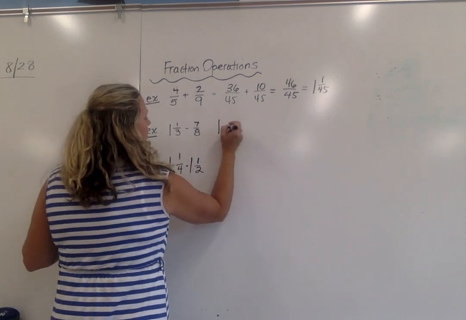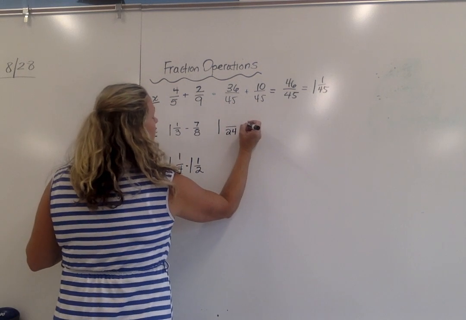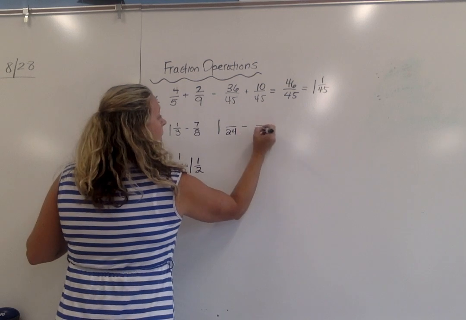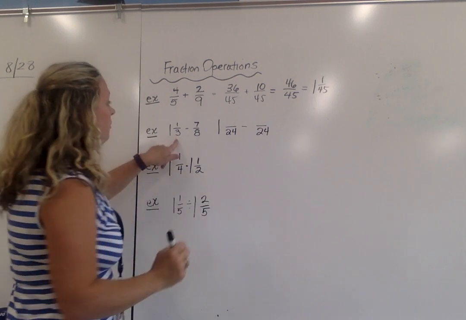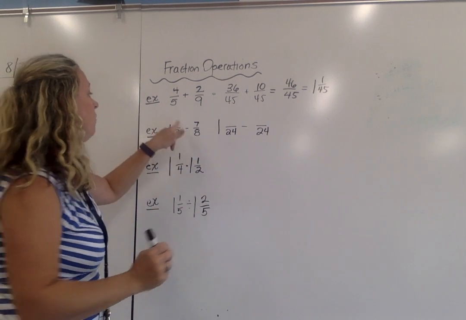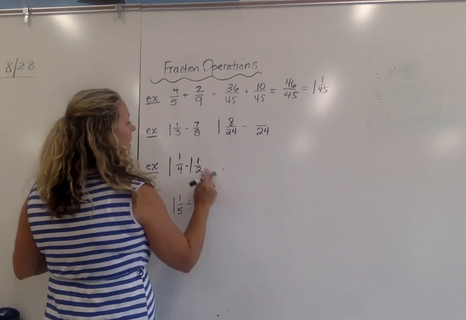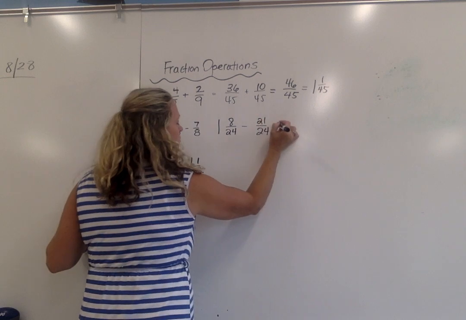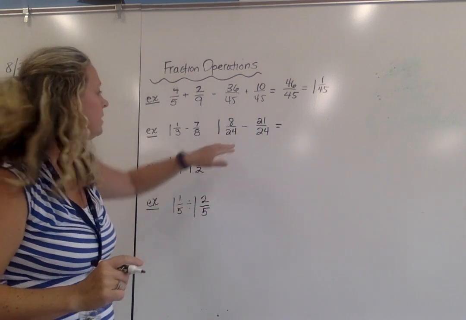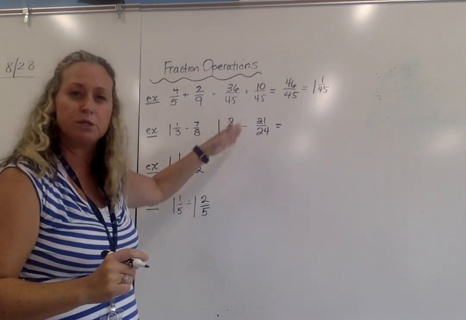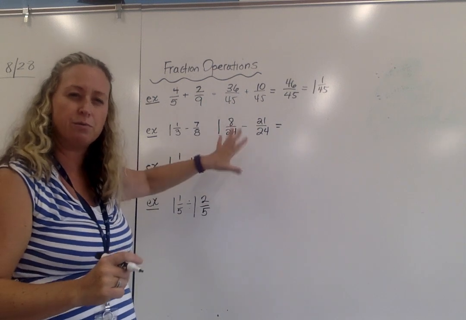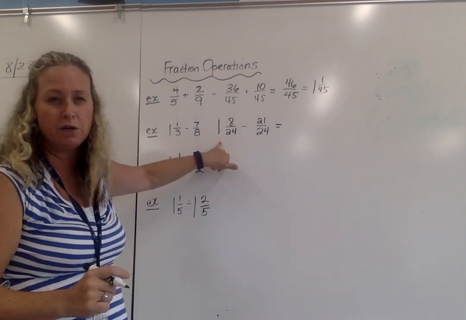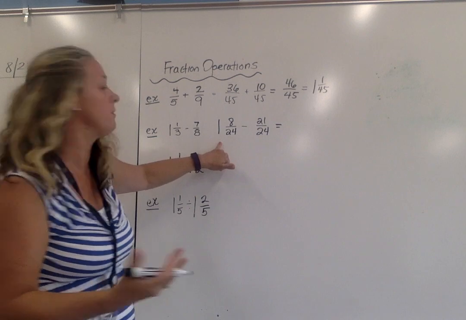In this case, I'm going to create a common denominator of 24. 3 times 8 is 24, so 1 times 8 is 8. I'm then going to go ahead, this is times 3, so this is times 3. Subtraction sometimes can be tricky because when the numerator is smaller than the other numerator and there are no negatives involved yet, you may need to convert this mixed number into an improper fraction.